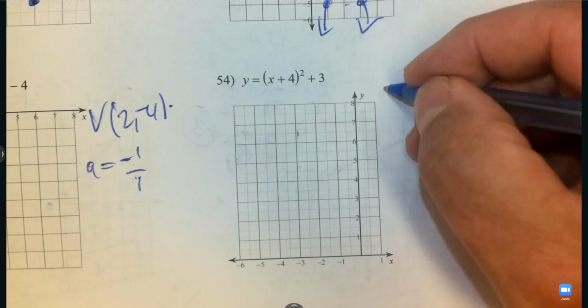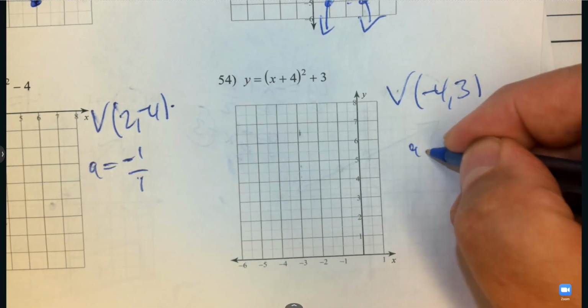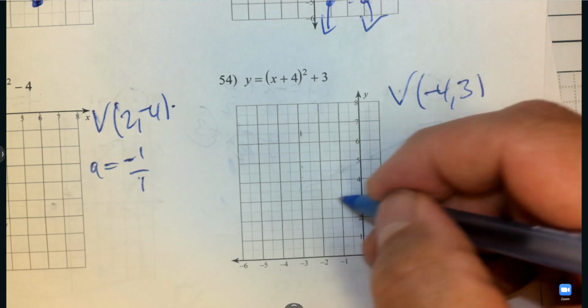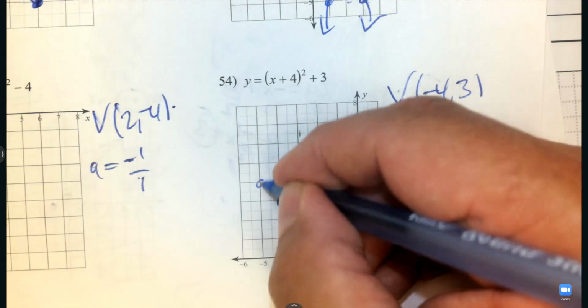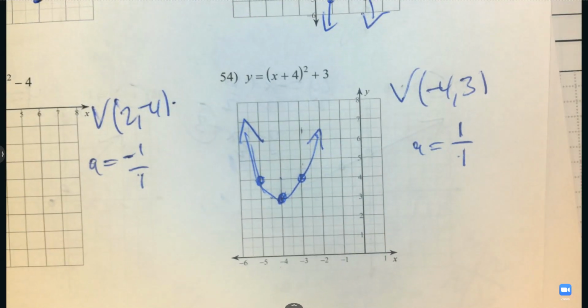You want to try one? So it's -4 and +3, and A is +1. So I go -4 and 3. And then it's up 1 to the right, up 1 to the left. And there we go.